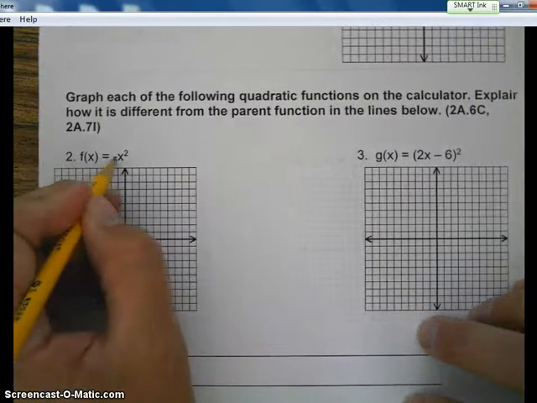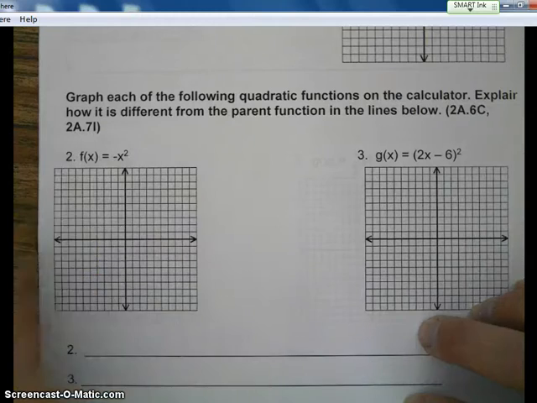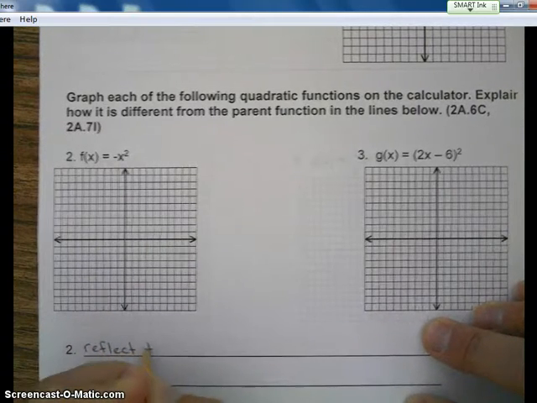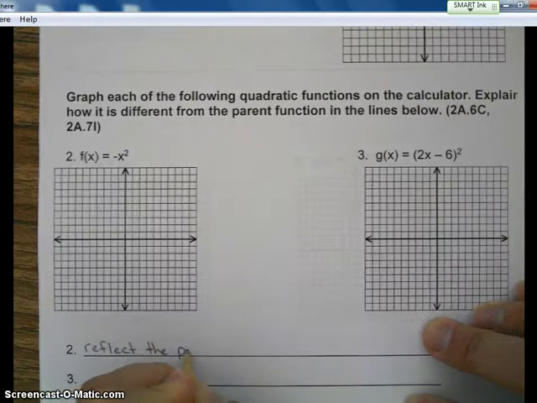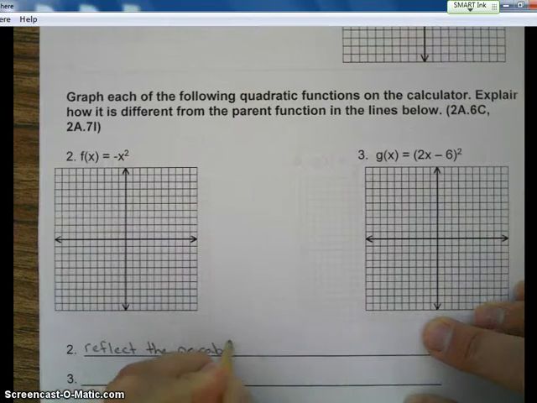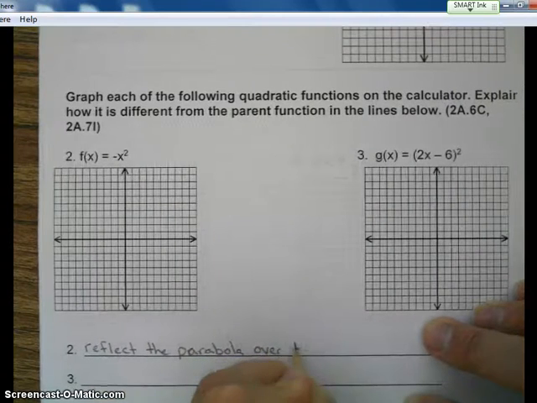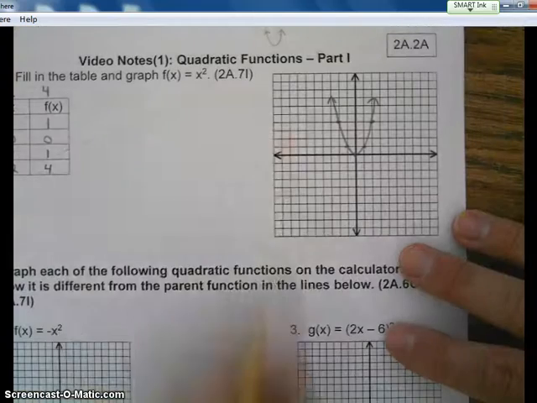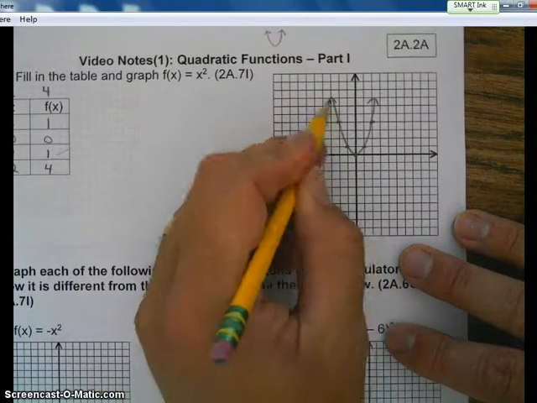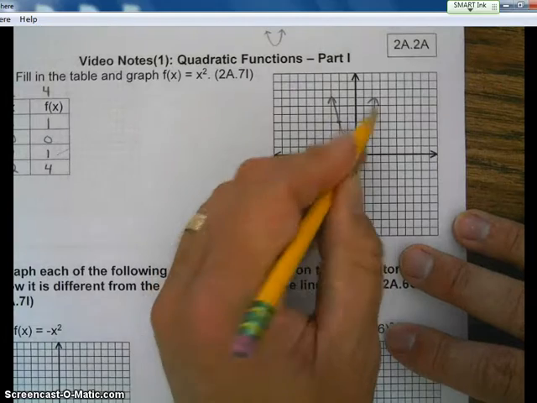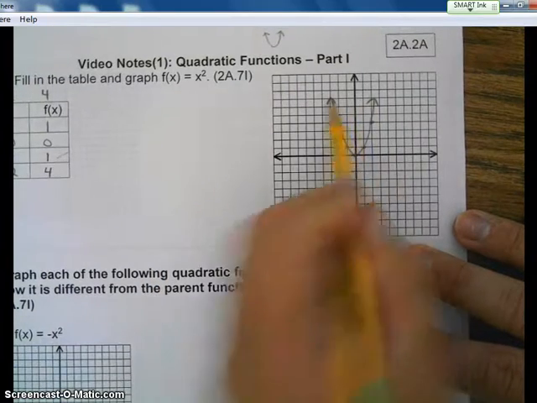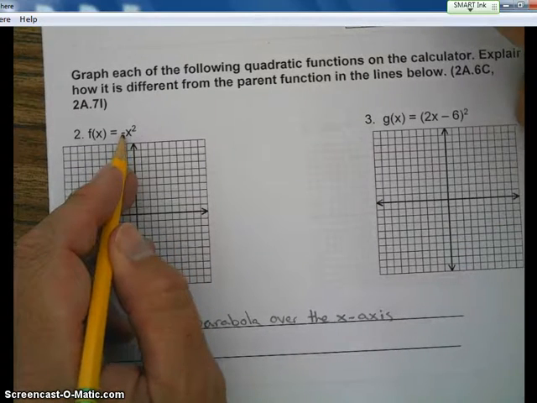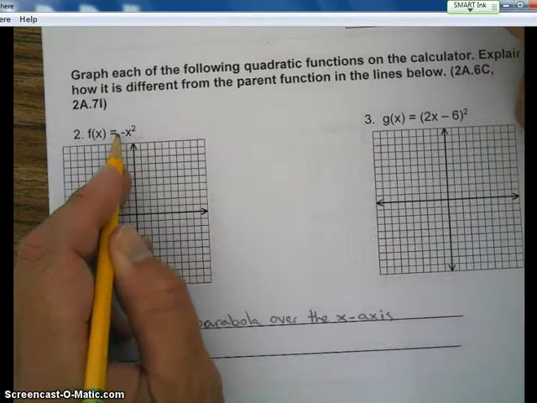Okay, so we have a negative out in front. What a negative does is it reflects the parabola over the x-axis. This parabola is opening up. Okay, it's a U and it opens up. Here's the opening on the top. So when you have a negative in front, we're going to get a similar shape, but this parabola is going to be opening down.